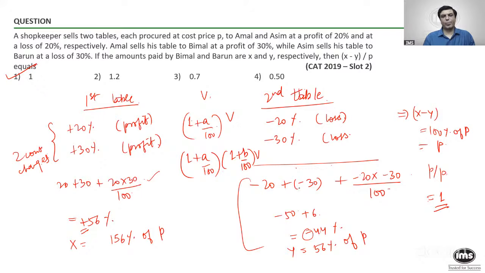So the formula was A plus B plus AB by 100. In this case, because these are losses, A and B both will be negative. So A is minus 20, B is minus 30. So minus 20 plus minus 30 will be minus 50. And then AB becomes positive because minus into minus is plus. So this becomes plus 600 by 100, which is nothing but plus 6. So minus 50 plus 6 is nothing but minus 44.